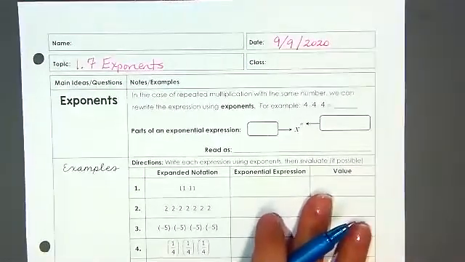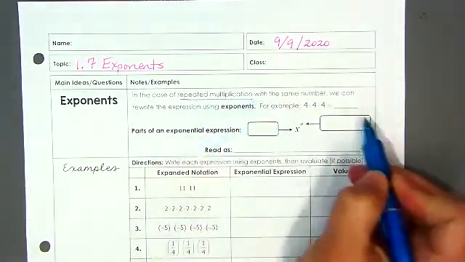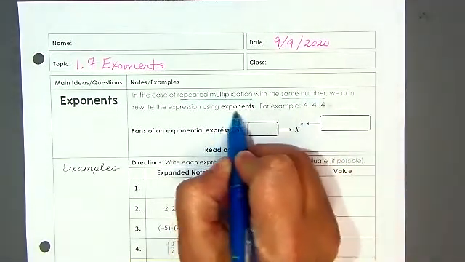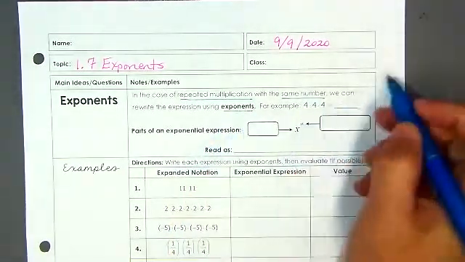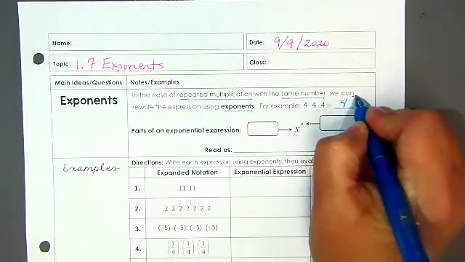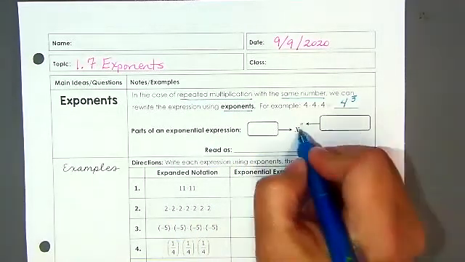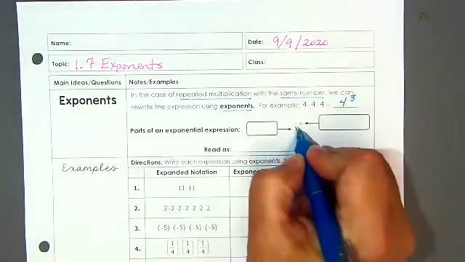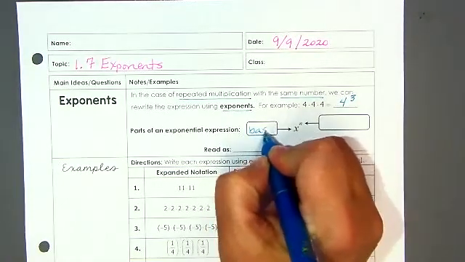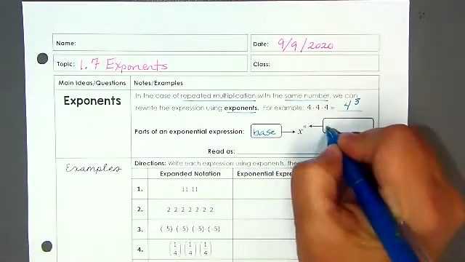It says, in the case of repeated multiplication with the same number, we can rewrite the expression using exponents. For example, 4 times 4 times 4 gives us 4 to the third. So the parts of an expression: the bottom, the number that's being repeated, multiplied, is called the base. The small number in the right-hand corner is called the exponent.